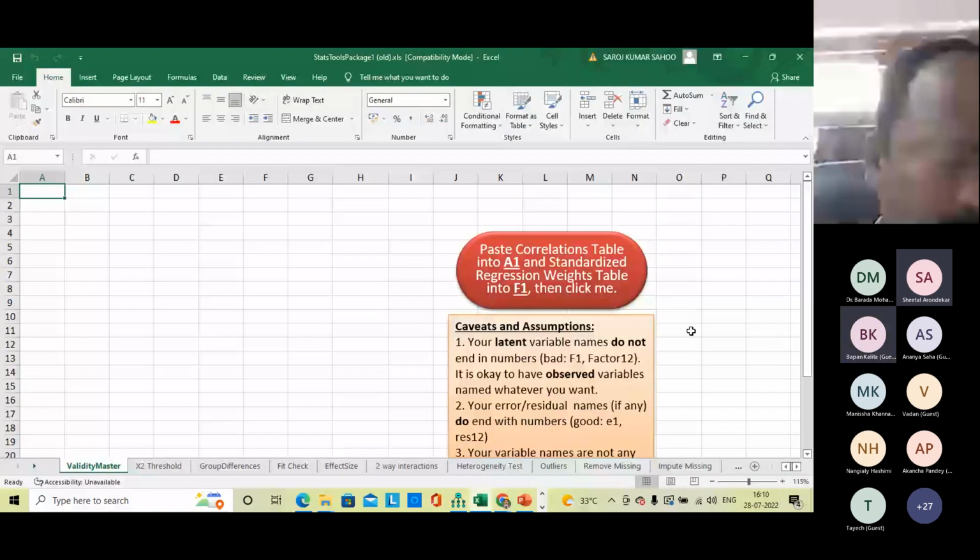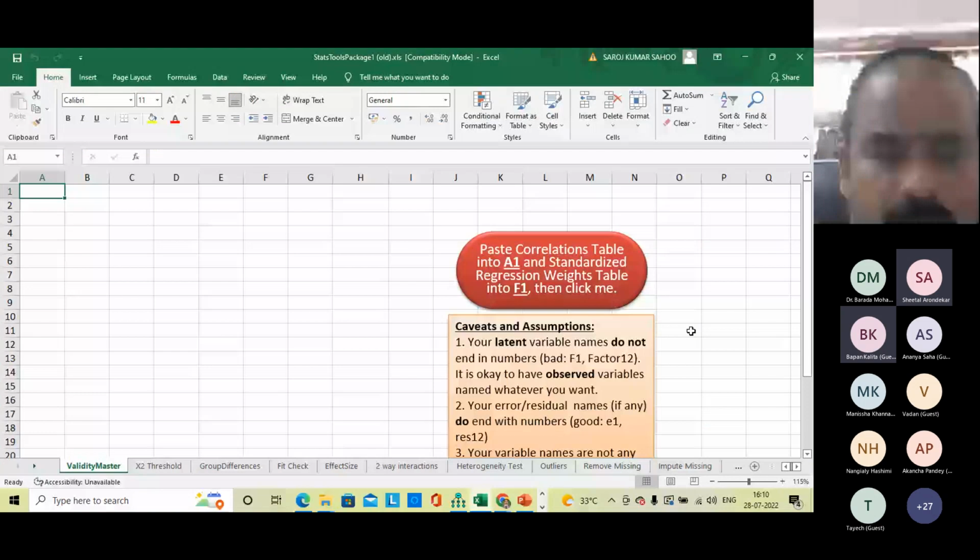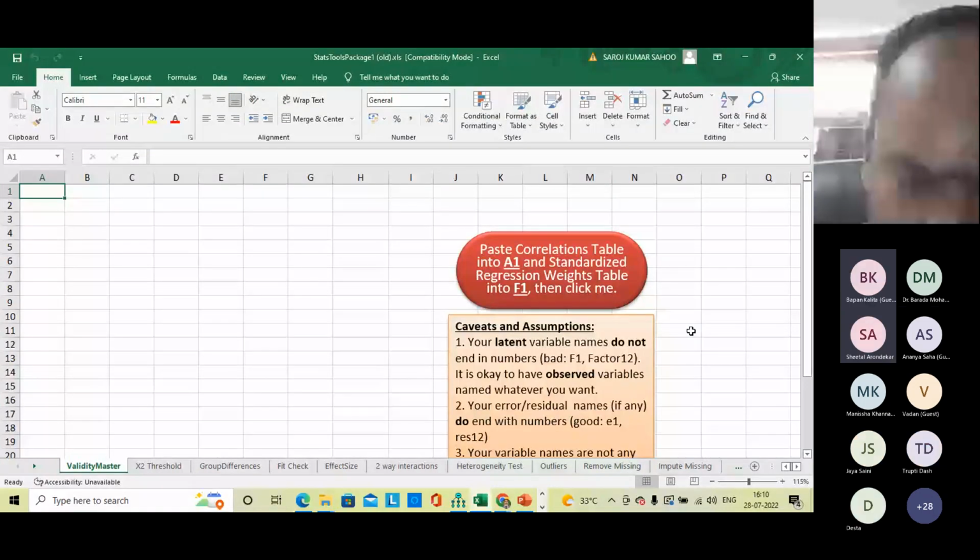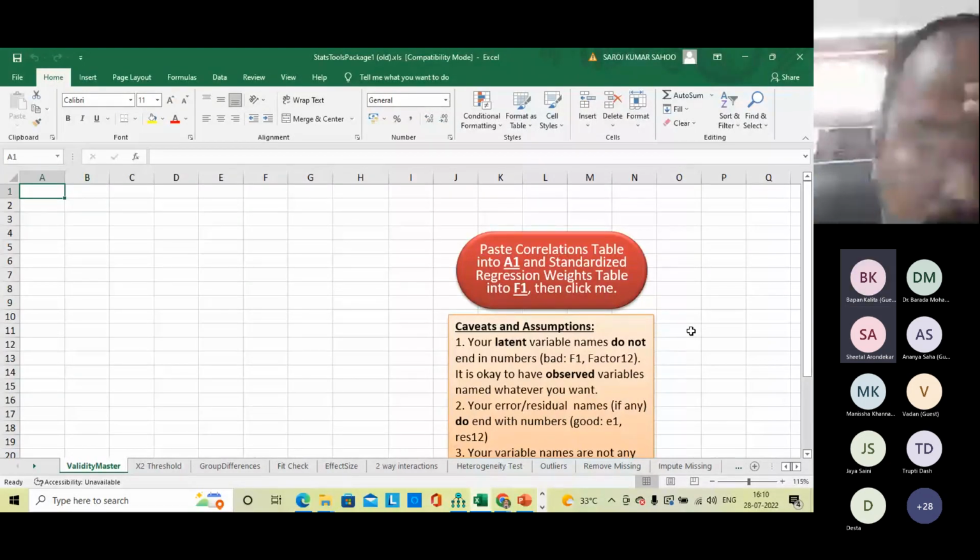Everybody is able to see my screen? Sir, in your sheet it was written A1 and F1, but in the sheet we downloaded it is written A2 and F2. Is there any problem, sir? I think there should not be any problem.